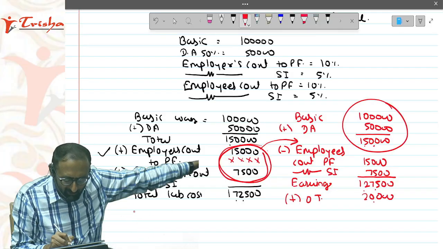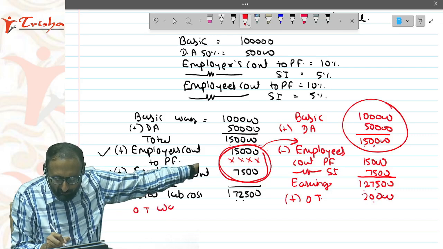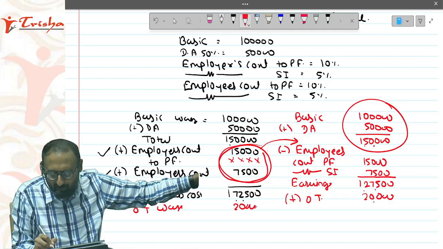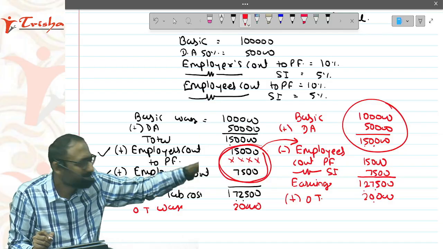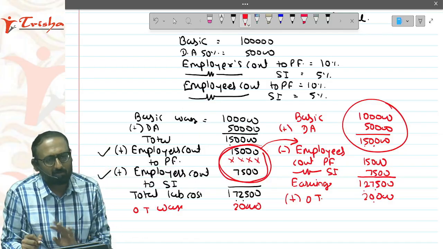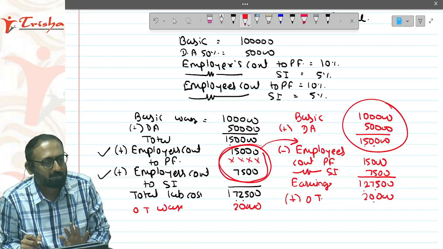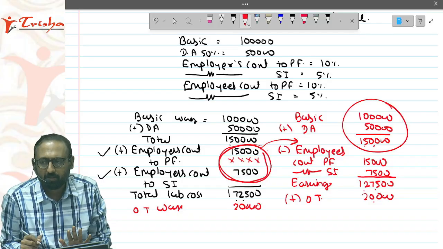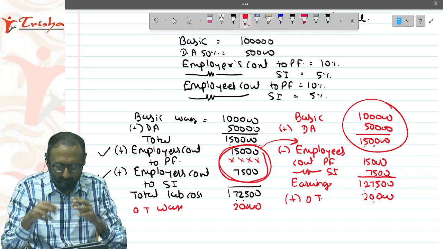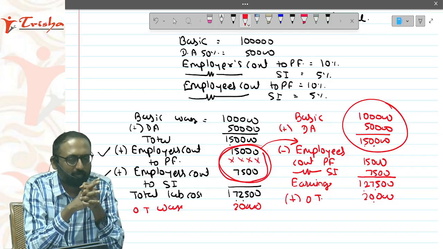And here also you'll have to calculate overtime wages. Here also you will consider 20,000. So in total labor cost also you will consider. And in earnings of the worker also, overtime wages you'll have to consider. Correct, guys? Tell me, what is the treatment of idle time?